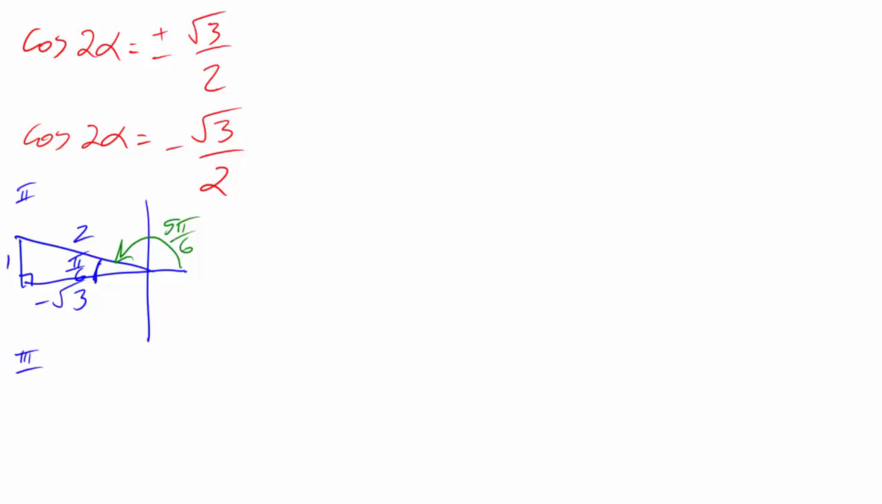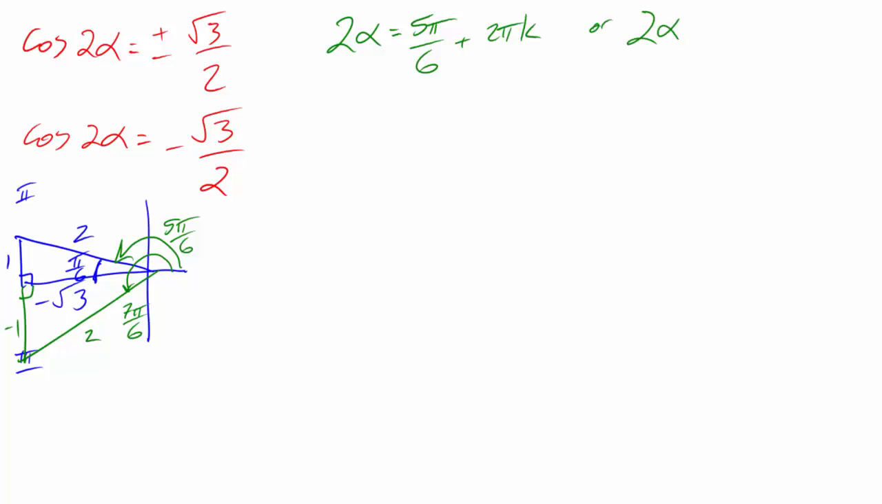And we want to play the same sort of game here in quadrant 3. The only difference here, our y value will be a negative 1. Reference angle is still pi over 6. So our angle here will end up being 7 pi over 6. So that tells us our 2 alpha will be equal to 5 pi over 6 plus 2 pi k. Since we're getting rid of the trig function, that's why we add in the 2 pi k for the period. Or we get 2 alpha to equal 7 pi over 6 plus 2 pi k.